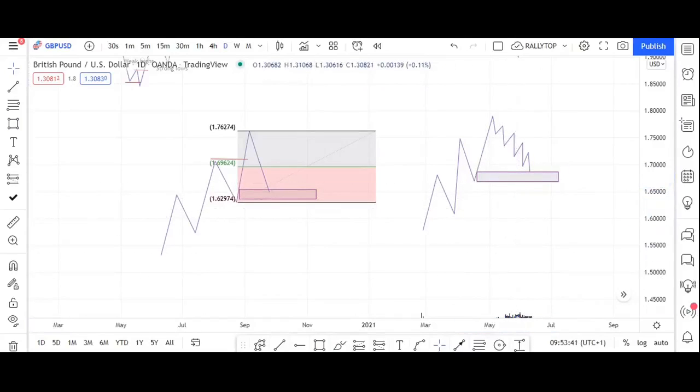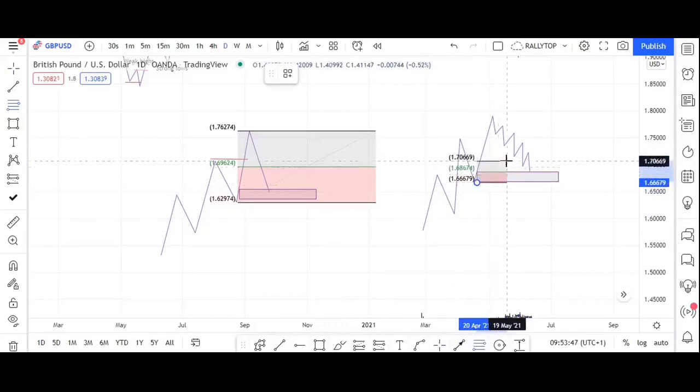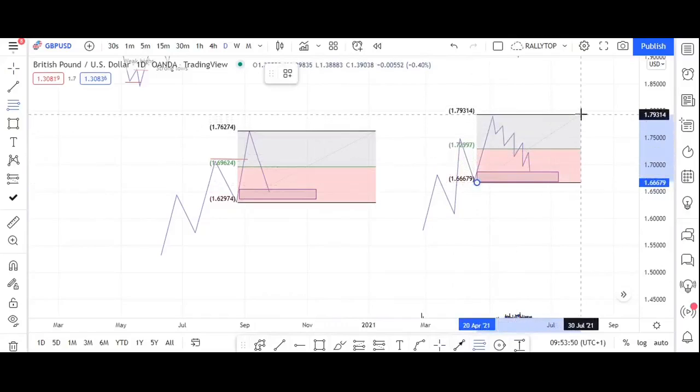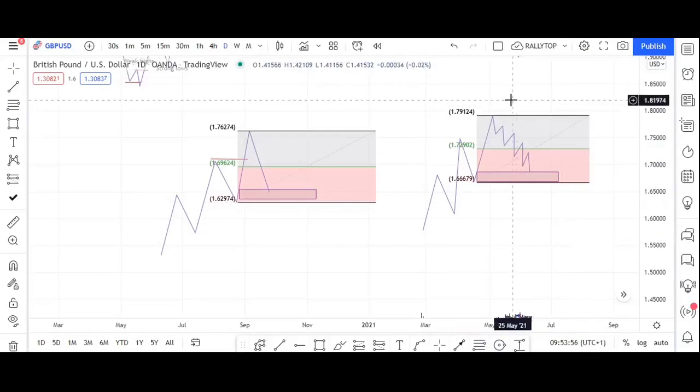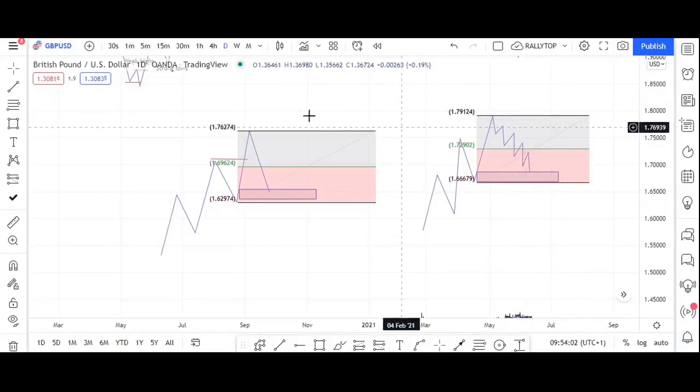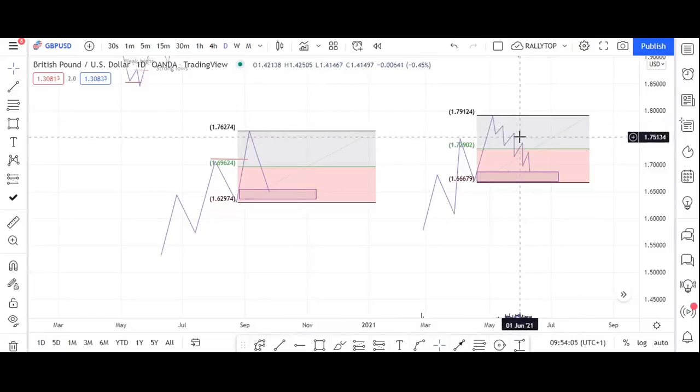Now remember, your fib tool is there. Remember, this is your fib tool. All right, so this is your M15, M5 or M1. This is your lower time frame. This is your higher time frame. This is your lower time frame.